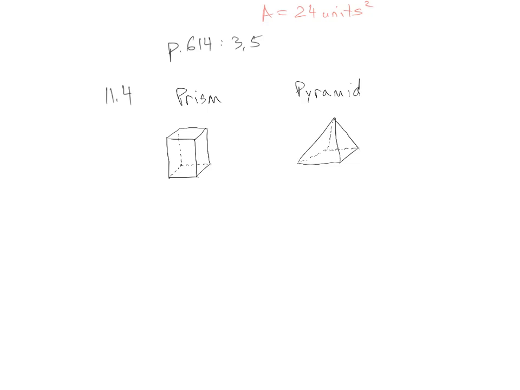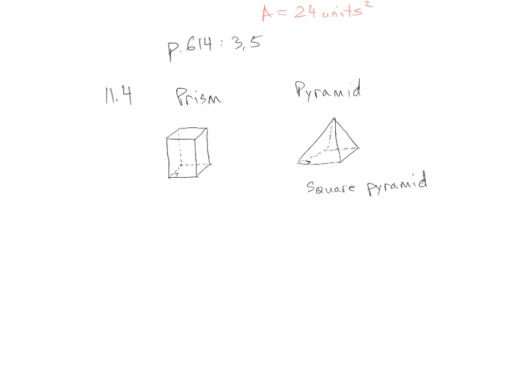A pyramid comes to a point, which you all understand very well. But how do we name these? We name these based on the shape of their bases. So if I put a little 90-degree mark there, this would be a square pyramid. And you have to have both of these words.